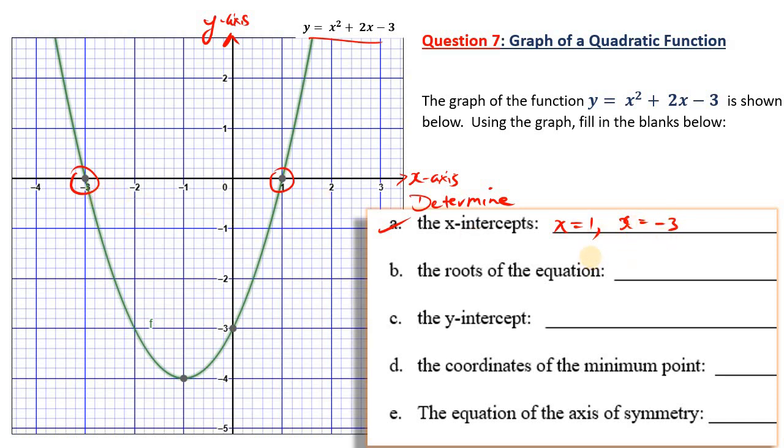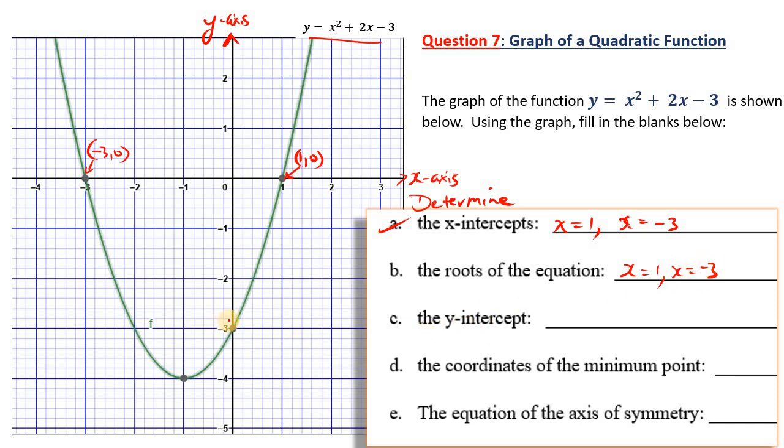Some persons tend to put the x-intercepts as points. So they would put the coordinates of this point, which is 1, 0, and the coordinates of this point, which is -3, 0. And that's fine. Now the roots of the equation are the same thing as the x-intercepts, so we'll put that as x equal 1, x equal -3.